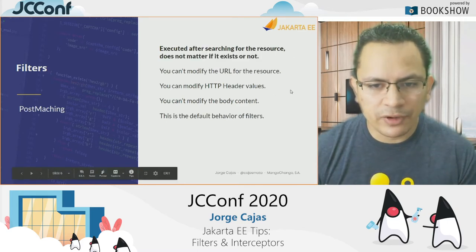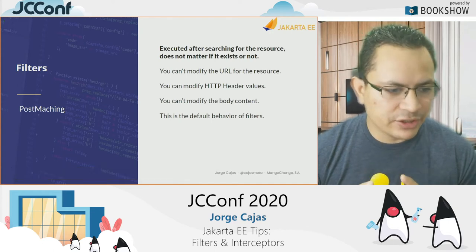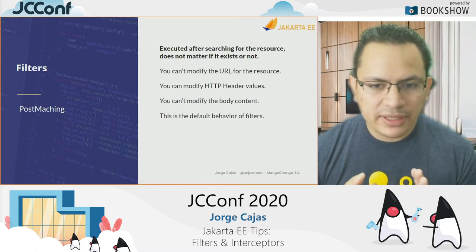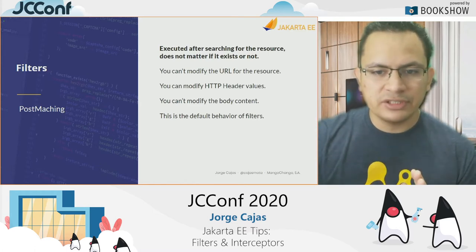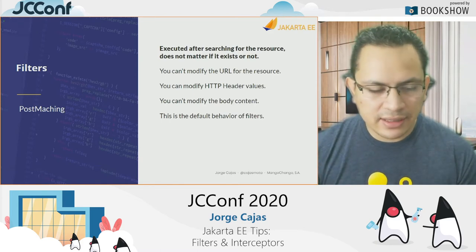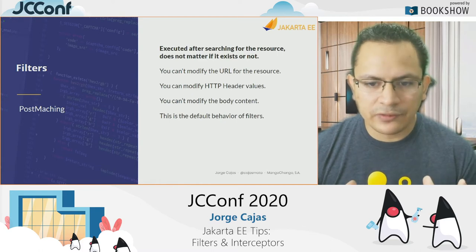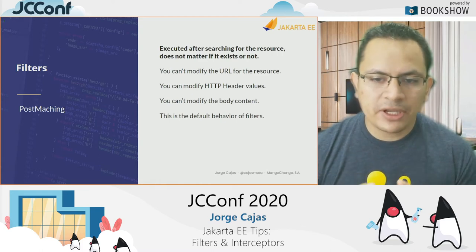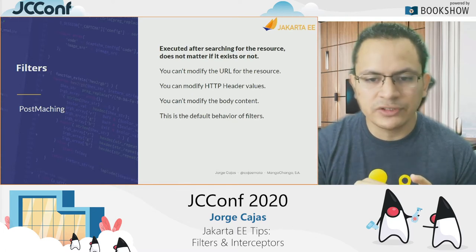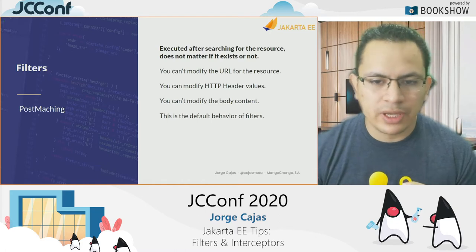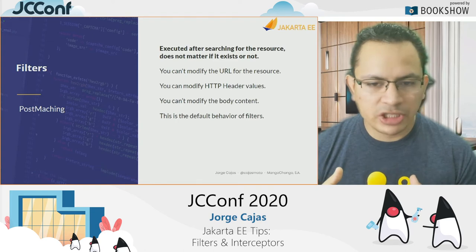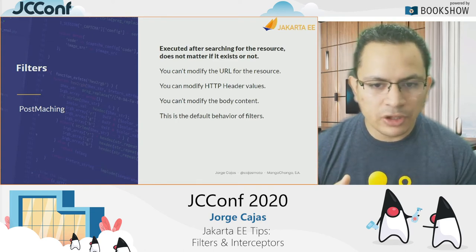This is the default behavior for a filter. Basically, this filter is executed, no matter if the resource exists or not, like the prematching filter, but this is going to be executed after searching for the method. So what's the difference? In this kind of filter, you can already redirect the request, because the request is already going to be tied to a new resource, or it's going to be tied to the not found response. You still can modify the HTTP headers, you still cannot modify the body.